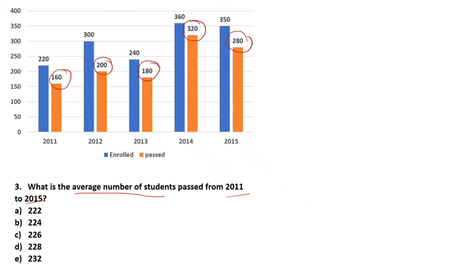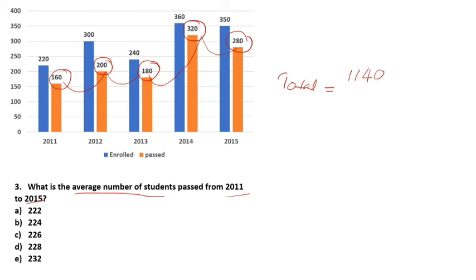So what's the total number of passed? So total students is equal to, we can add all these things. 160 plus 200, 360. 360 plus 180, 540. 540 plus 320, so 860. 860 plus 280. So total we got 1140.